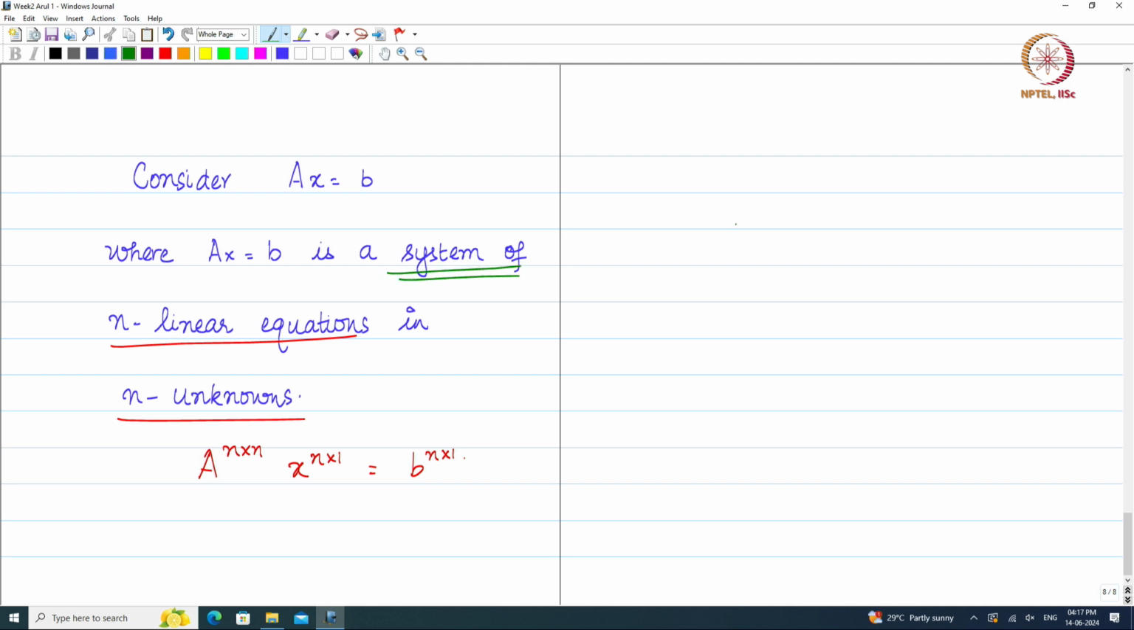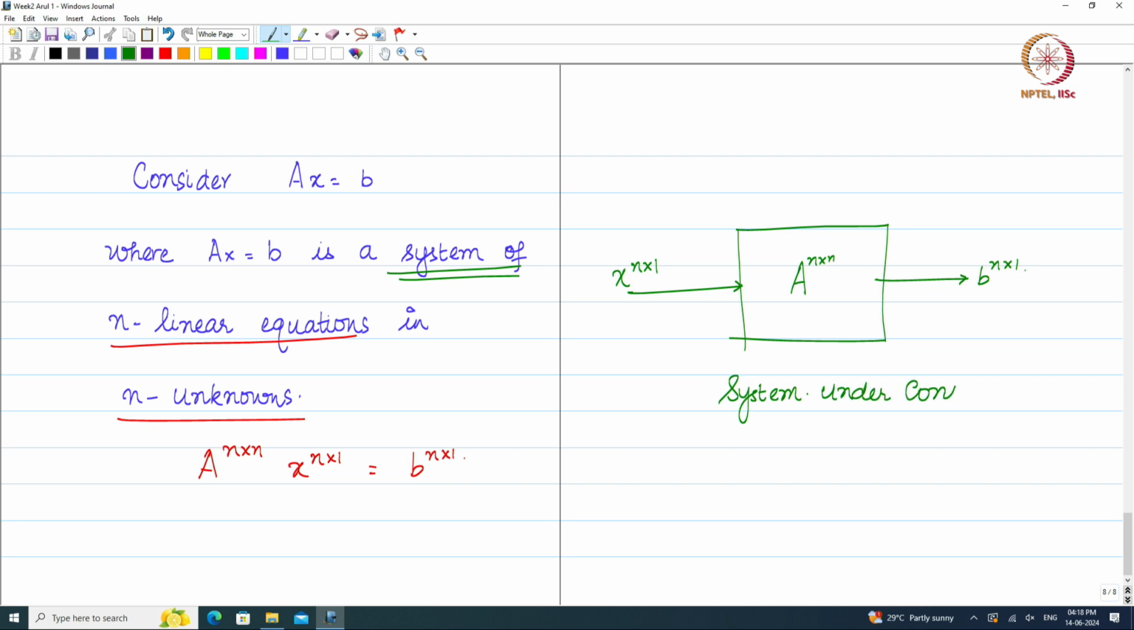Now essentially, since it is a system of equations, I want to consider this A, n by n, as a system to which I give the input x, n by 1, and I get my output B, which is n by 1. So this is the system under consideration.